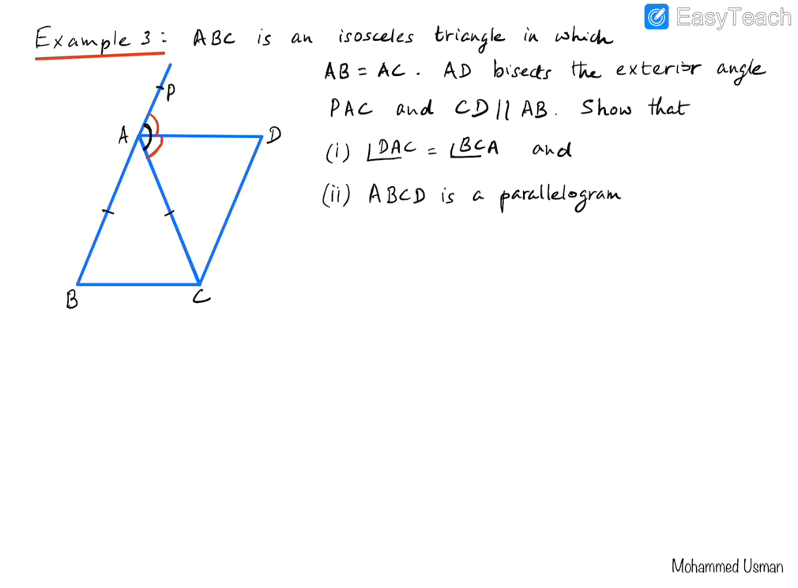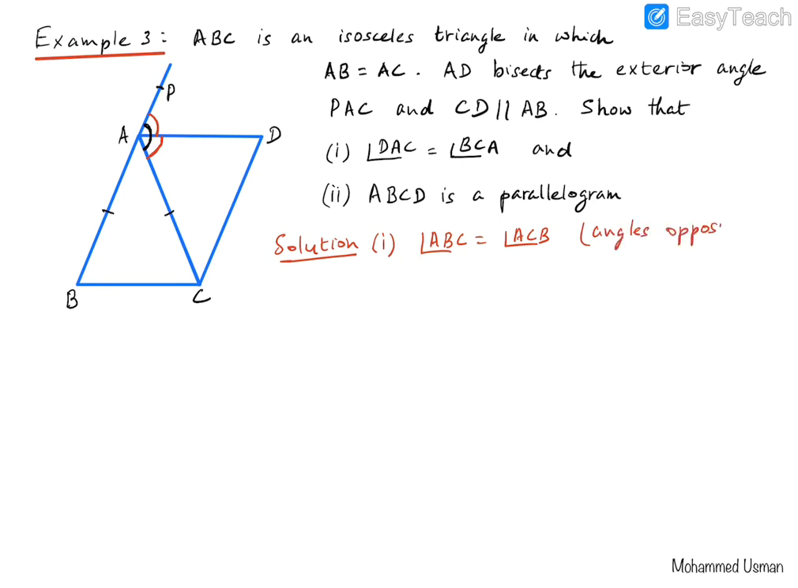So let's first solve the first part of the question. Solution. Now, since the sides AB and AC are equal, opposite angles are also equal. So therefore angle ABC is equal to angle ACB. These are angles opposite to equal sides.